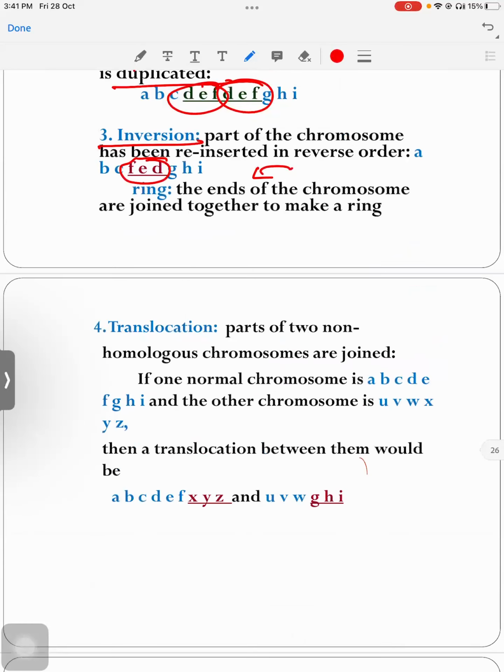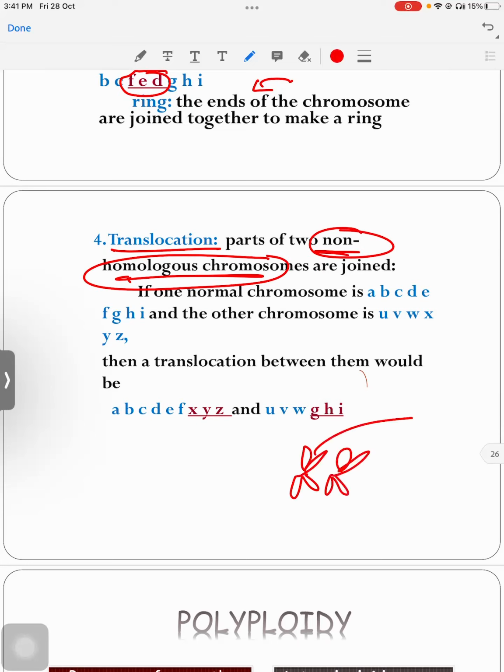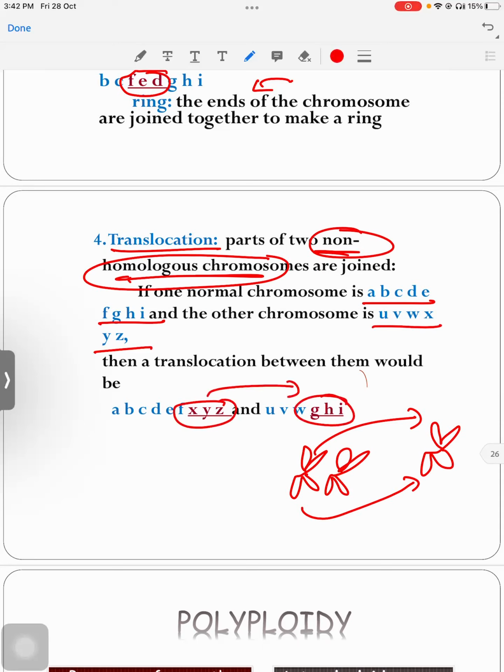What happens in case of translocation? It happens in non-homologous chromosomes. Okay, this is the keyword. Homologous chromosomes are those which pair together. Non-homologous means an exchange will happen with some other chromosome. For example, if ABCDFGH and UVWXYZ are interchanged, then it is called translocation.